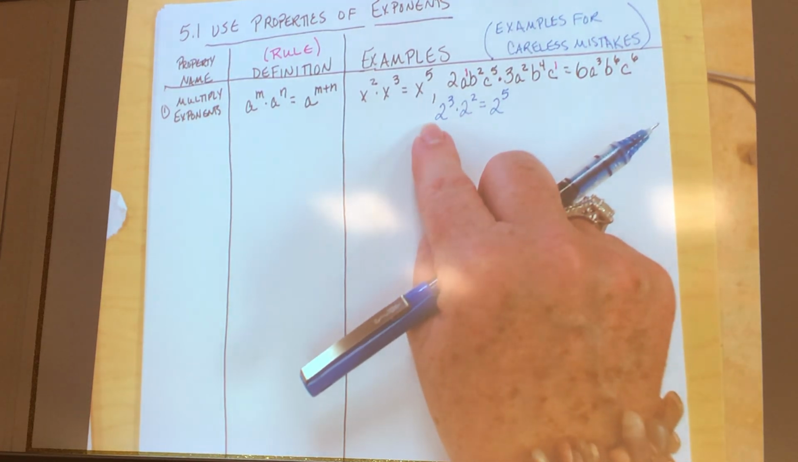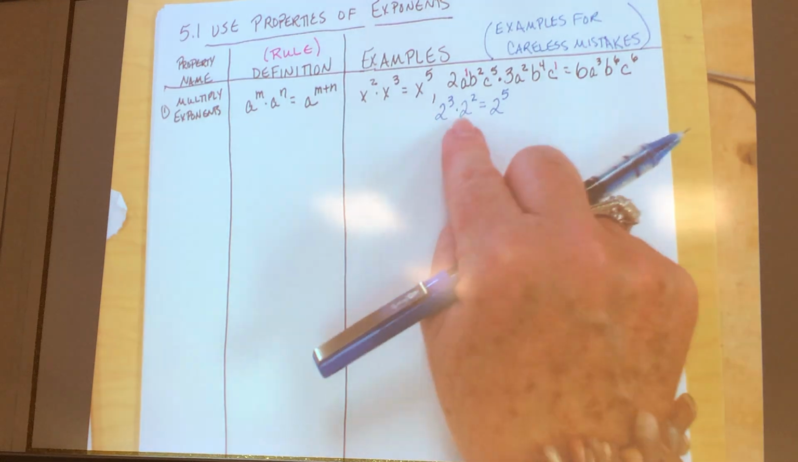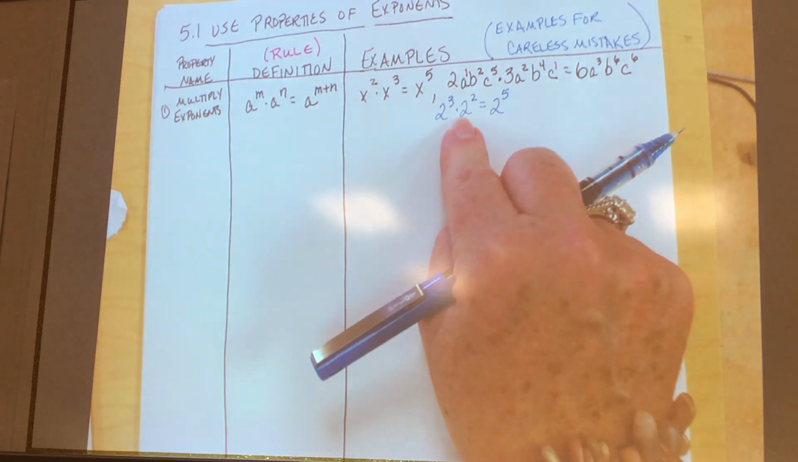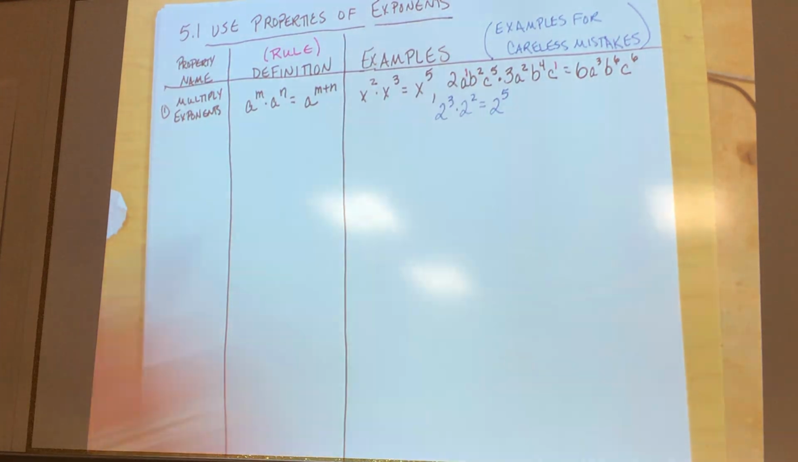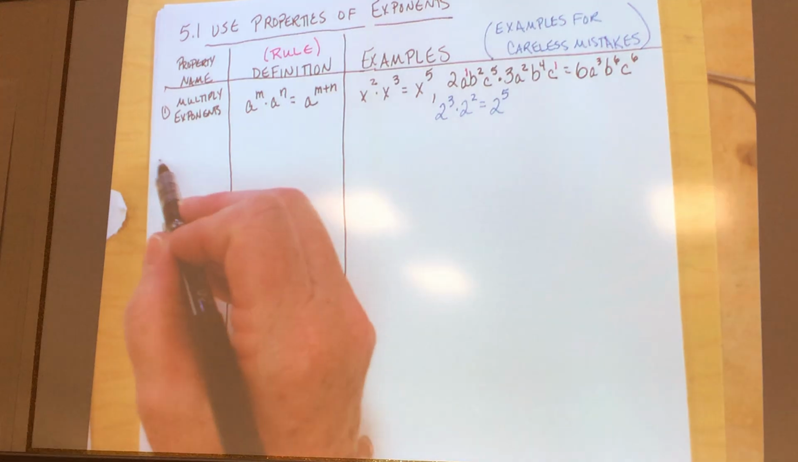Look, you have 3 2's here and 2 2's here. How many 2's do you have? You don't have any 4's, do you? You have 2's, 5 2's. Everybody got it? Okay, so here we go.